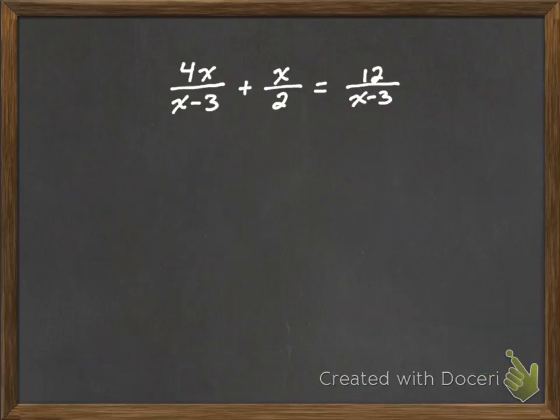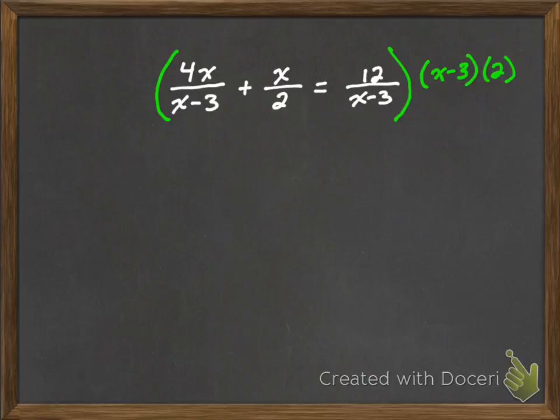All right, so the next problem, the denominators are all factored already. Our common denominator is going to be x minus 3 times 2. This denominator has an x minus 3, it needs a 2. This one has a 2, needs an x minus 3. So those are the two things that our denominator has to have.